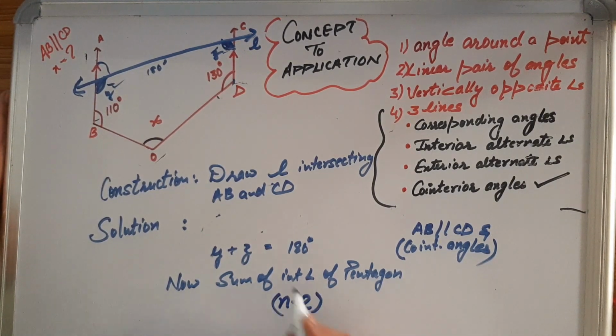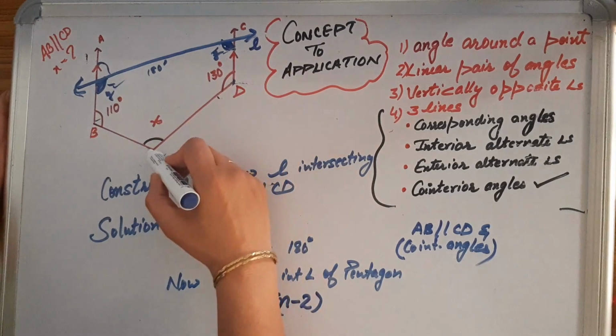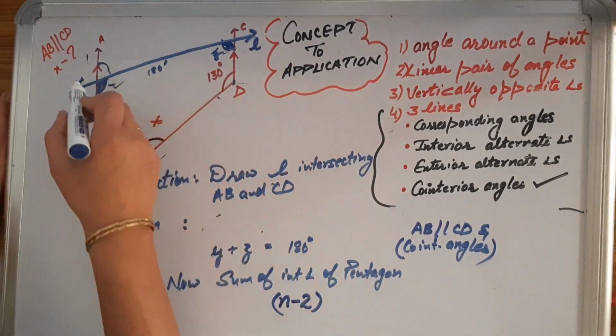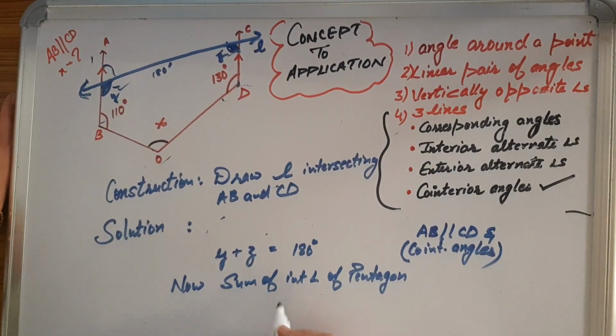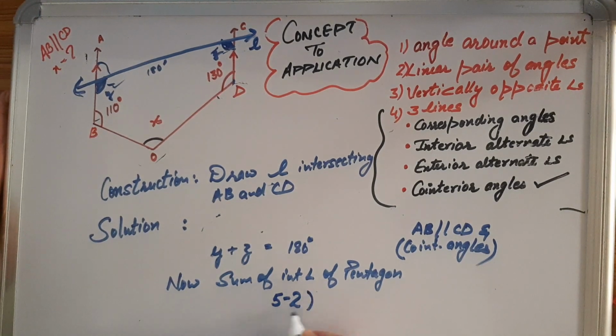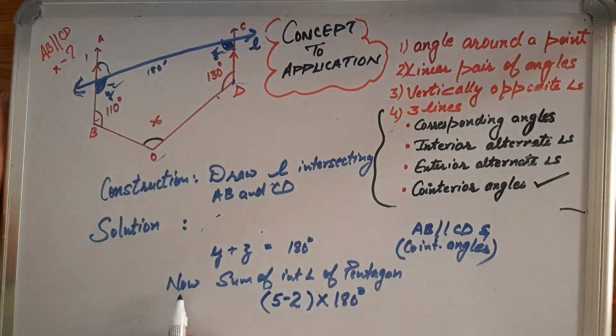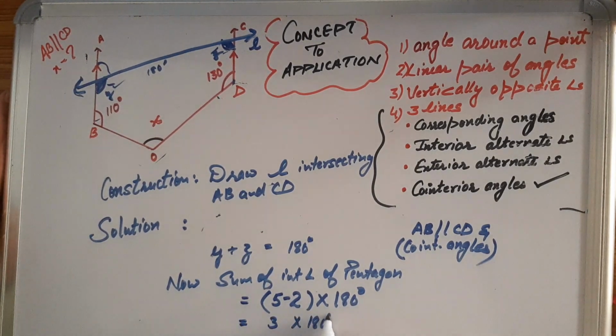N minus 2. When you join B to C and when you join O to C, you'll get 3 triangles in a way, no? So the number of triangles in any polygon is n minus 2, and in a pentagon the number of triangles is 5 minus 2. Each triangle has 180 degrees, so the sum of interior angles is 5 minus 2 into 180 degrees, which is 3 into 180 degrees, which is 540 degrees. So I got the sum of all interior angles of the pentagon.